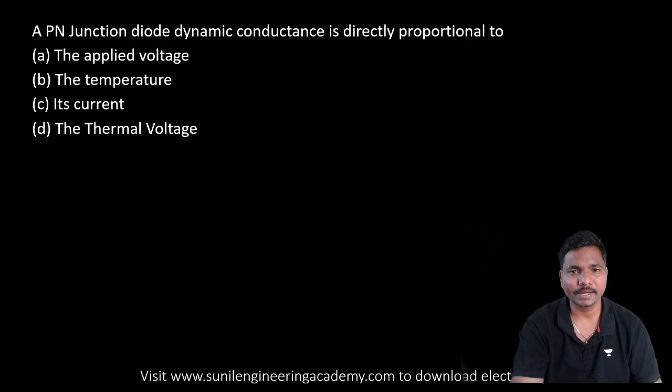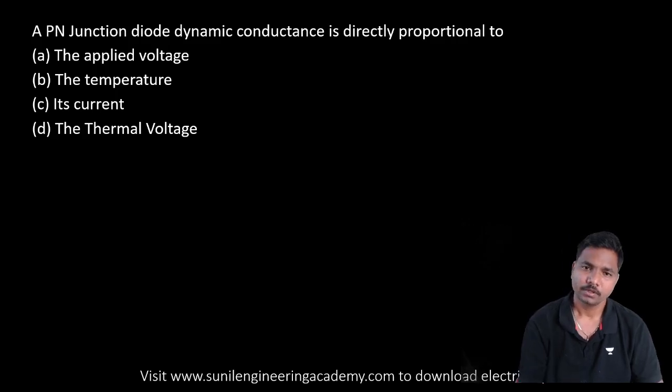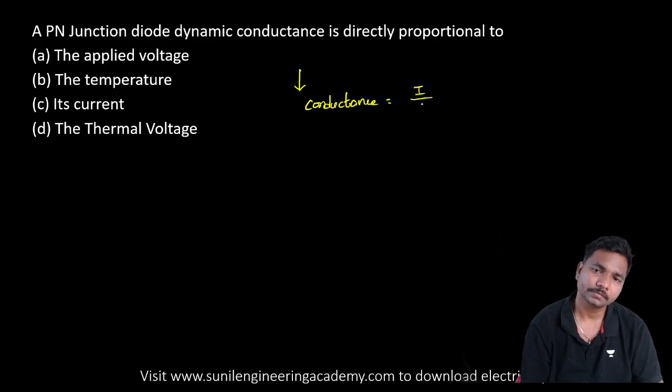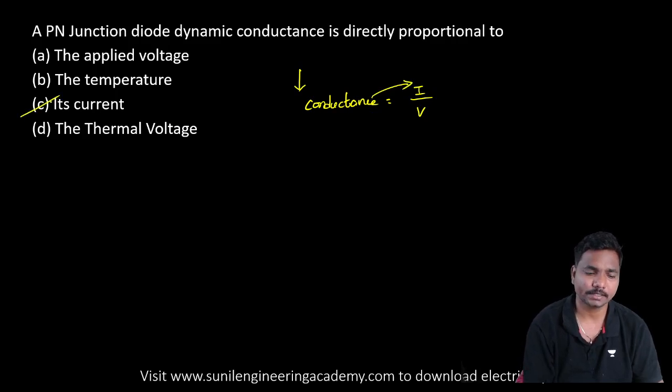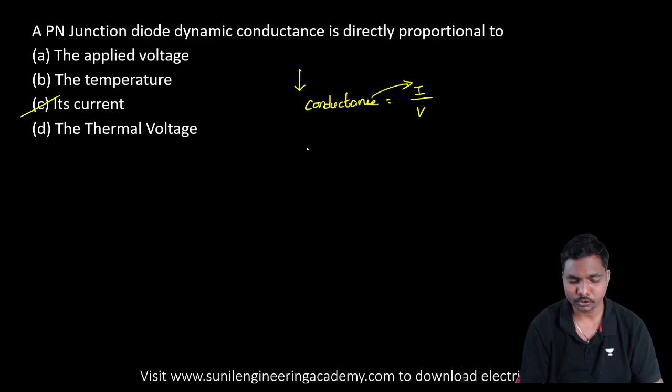PN junction diode dynamic conductance is proportional to dash. We know conductance is equal to current by voltage. Resistance is equal to voltage by current, in the sense conductance is equal to current by voltage. That means conductance is directly proportional to its current. So gm is directly proportional to the current. So the answer is option C.